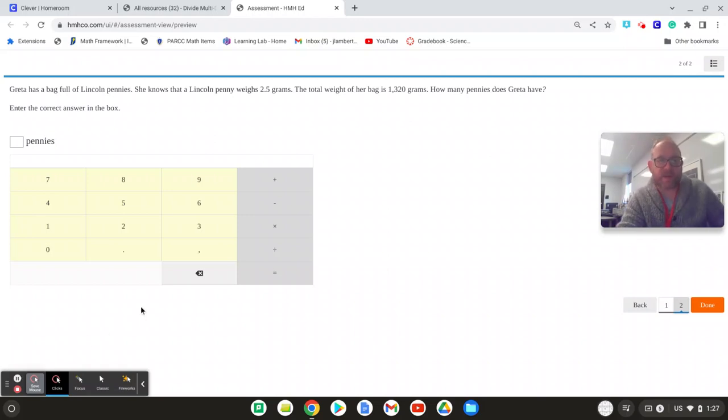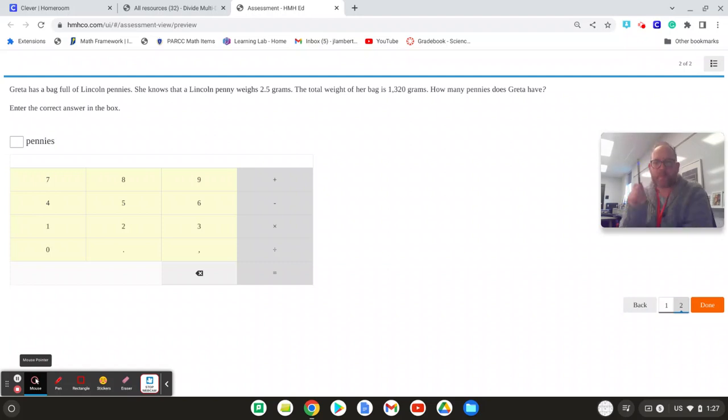All right, so for our second one here, it says, Greta has a bag full of Lincoln pennies. Wow, that's kind of cool. She says she knows that a Lincoln penny weighs 2.5 grams. The total weight of her bag is 1,320 grams, and I want to know how many pennies does Greta have?